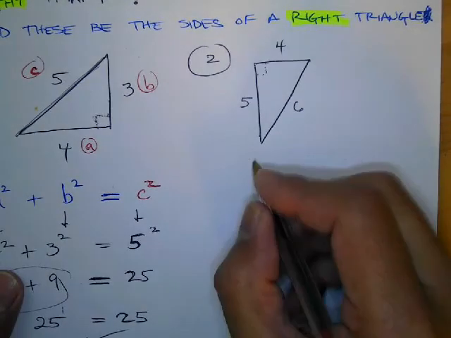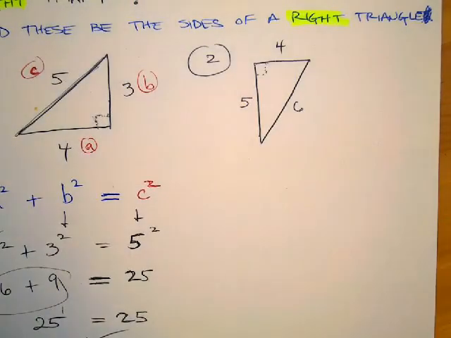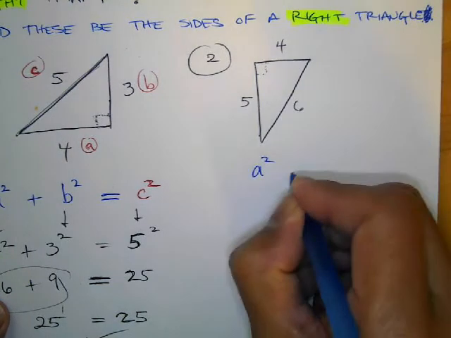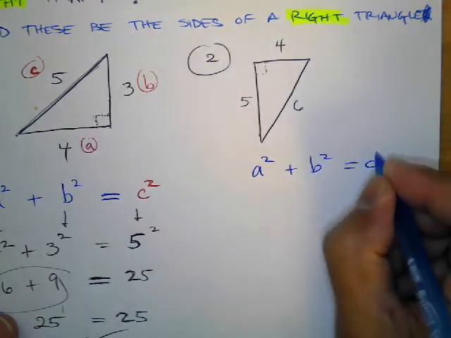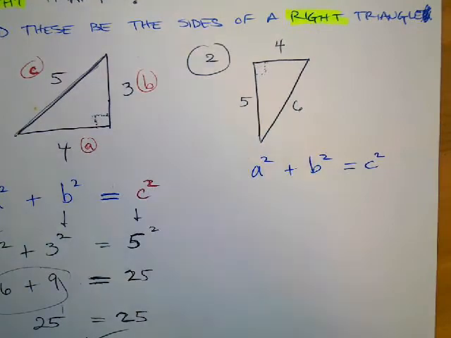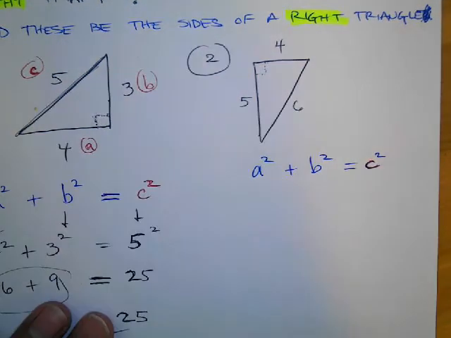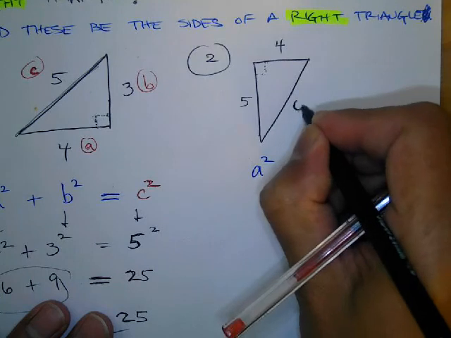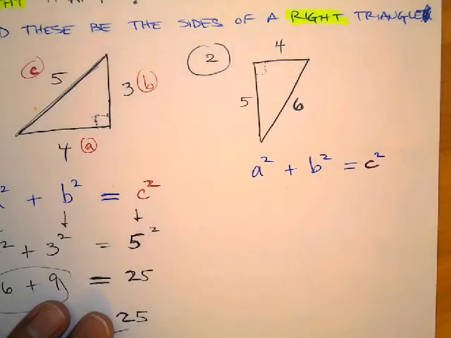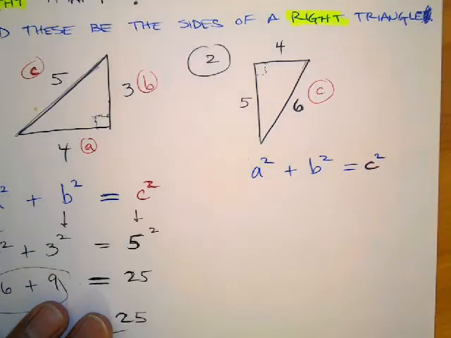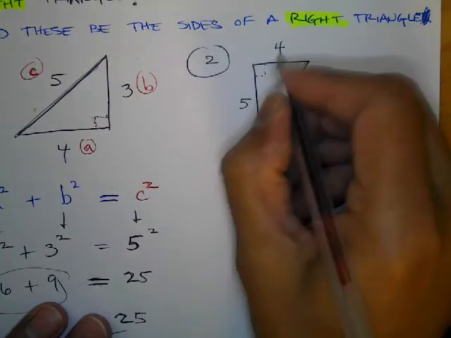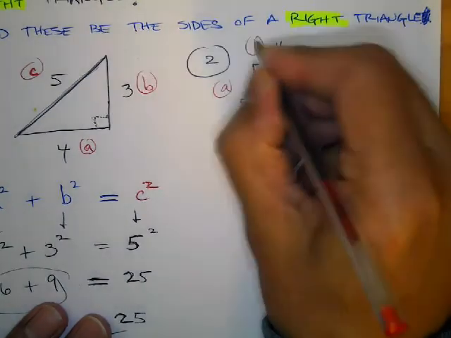Well, we have to verify using the Pythagorean theorem. Pythagorean theorem is a squared plus b squared equals what? C squared. But remember, which one's your C side? You gotta always put that one first. Which one's your C side? This is a 6, by the way. The hypotenuse, this is the C side.